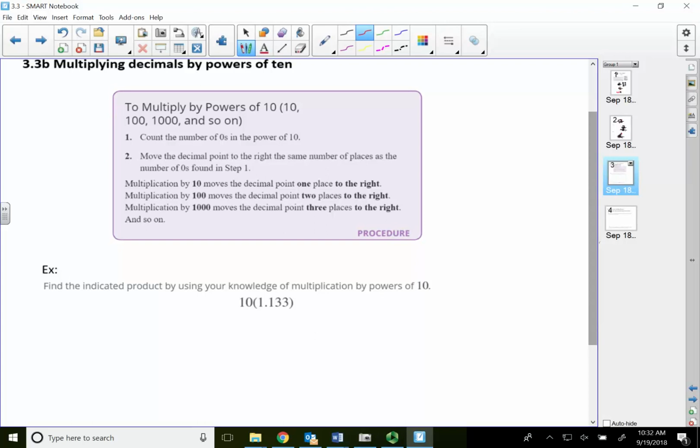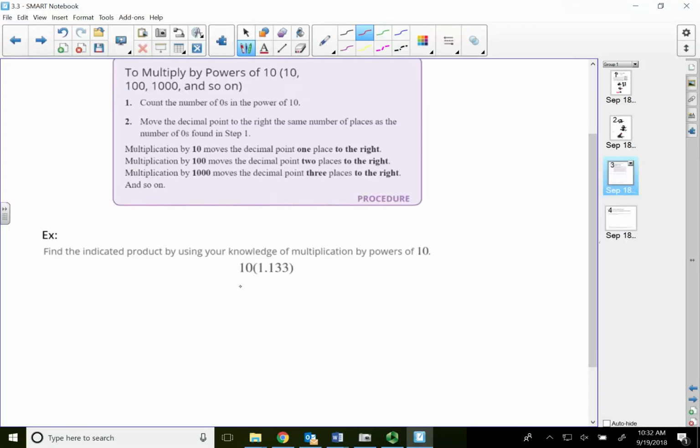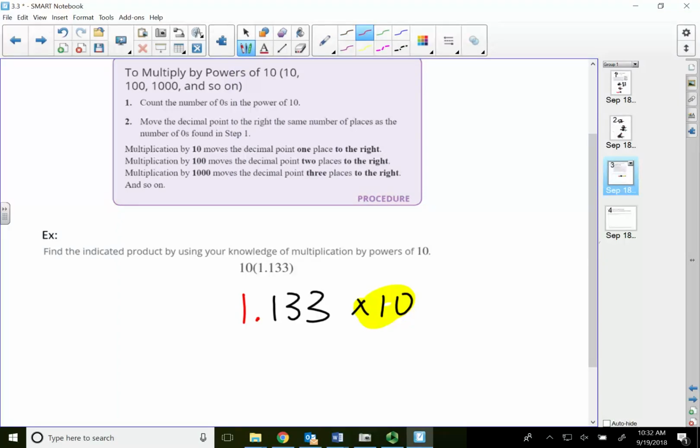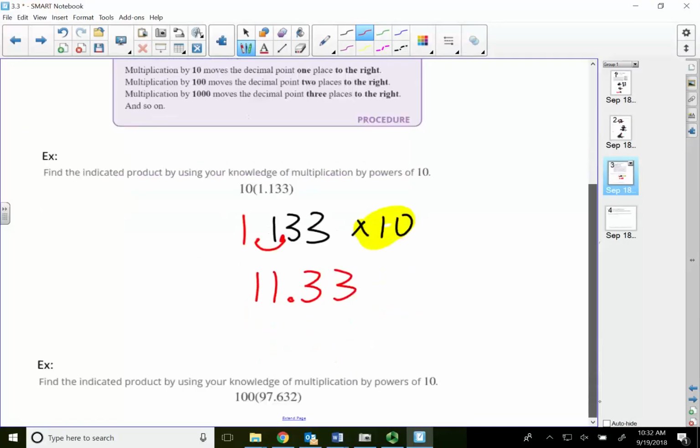So we don't have to actually write this whole thing out vertically. Since I'm taking the 1.133 times 10, all I have to do is move my decimal to the right one place. If I move it to the right one place, then my product is going to be 11.33. That's all it is to it.